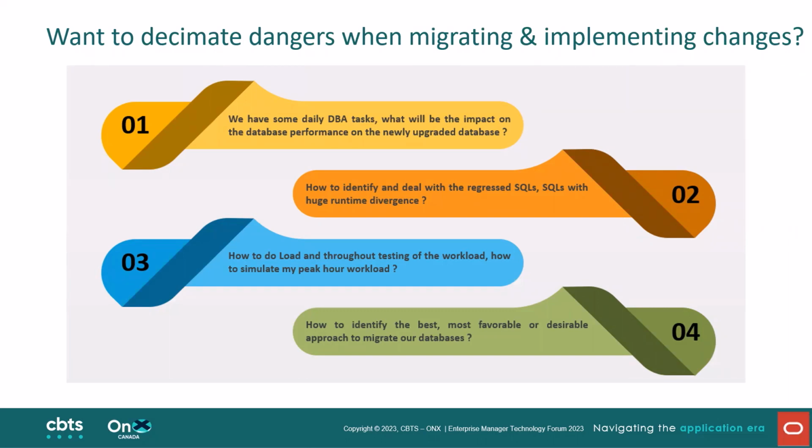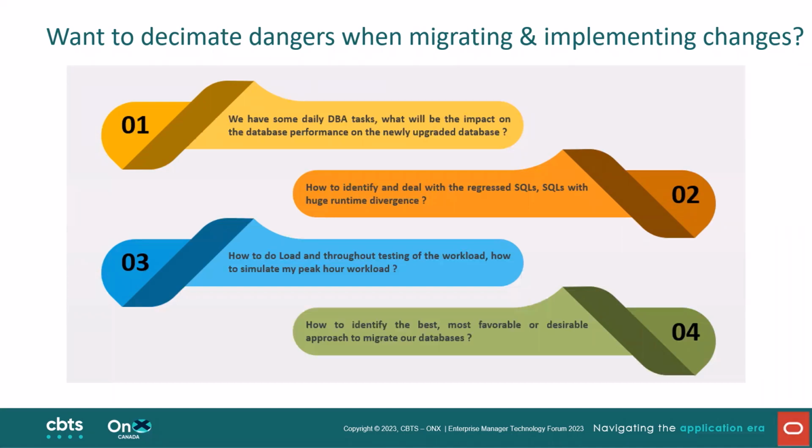We have some daily DBA tasks. What will be the impact on the database performance on the newly upgraded database? What will happen to those fixed routines which were running on this existing system for a very long time? How will they perform, how will they behave once they migrate to this new architecture, which is now containerized or which is now moved to a different version of Oracle, right?